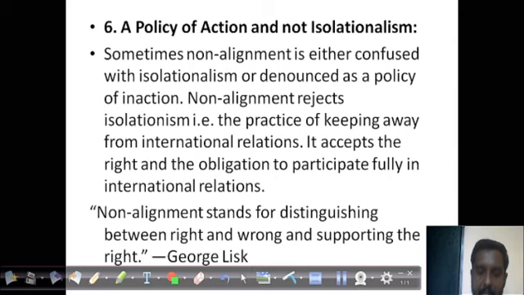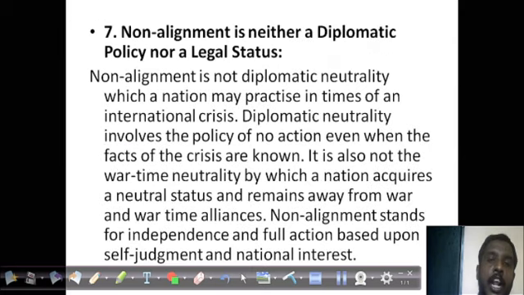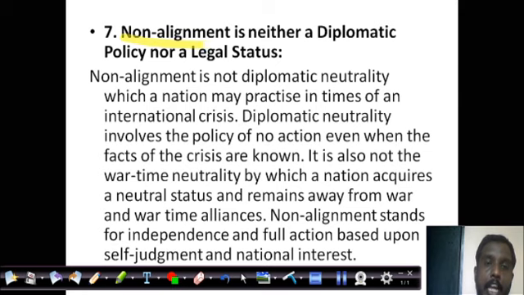Then moving into the seventh one. Non-alignment is neither a diplomatic policy nor a legal status. It is not a diplomatic neutrality which a nation may practice in time of an international crisis. See, let's say when there is a fight between two nations, take the case of India.